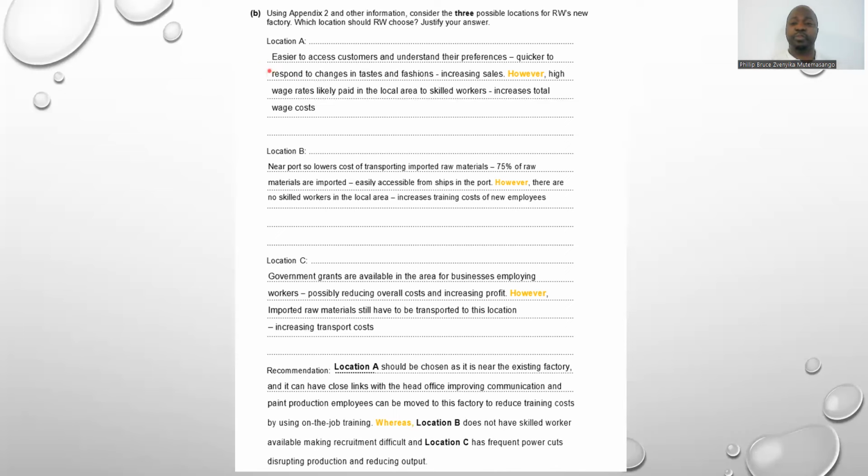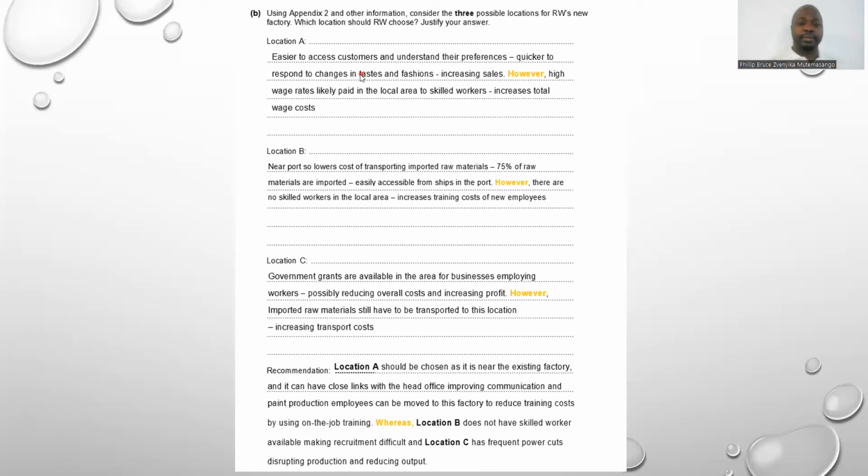So remember, there are 12 marks for part B. And in such a case, you are supposed to be awarded 3 marks for each section. Location A, 3 marks. Location B, 3 marks. Location C, 3 marks. And lastly, the recommendation also, you'll be awarded 3 marks.